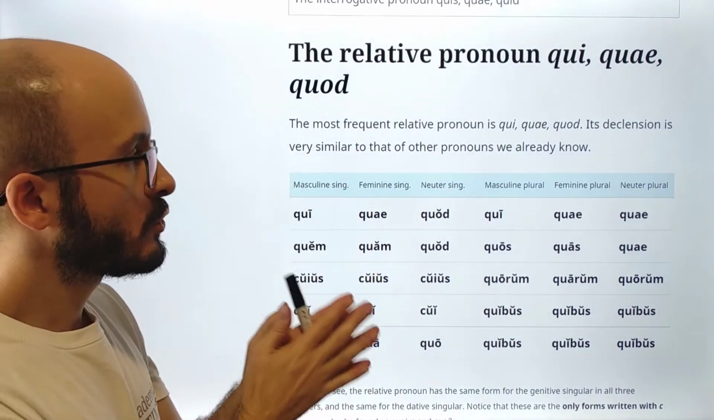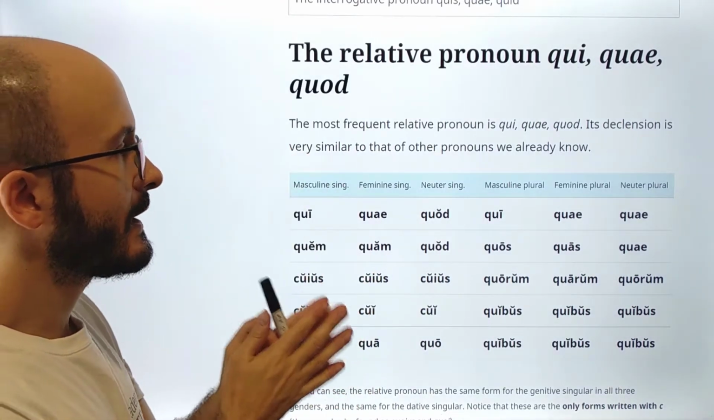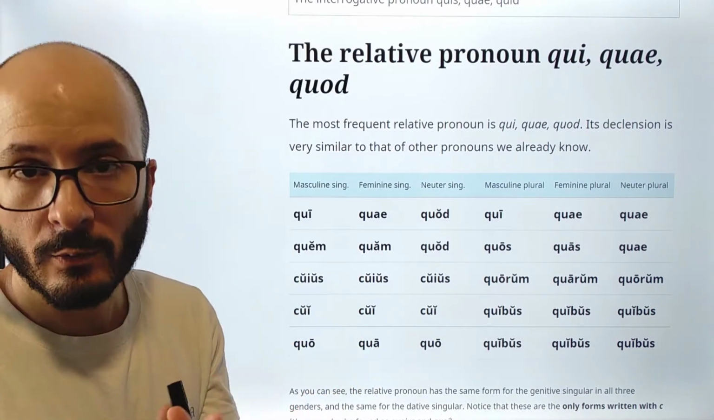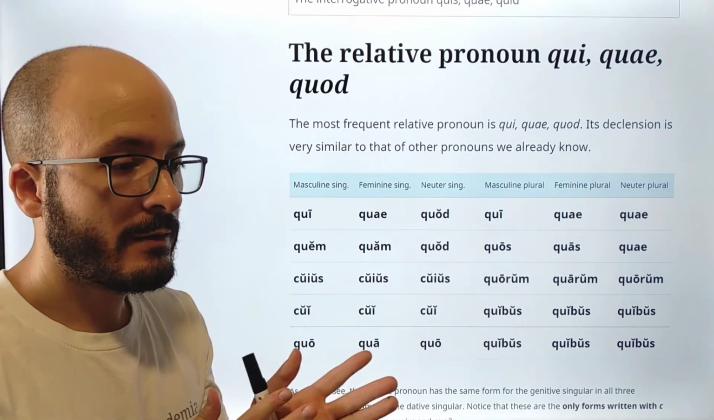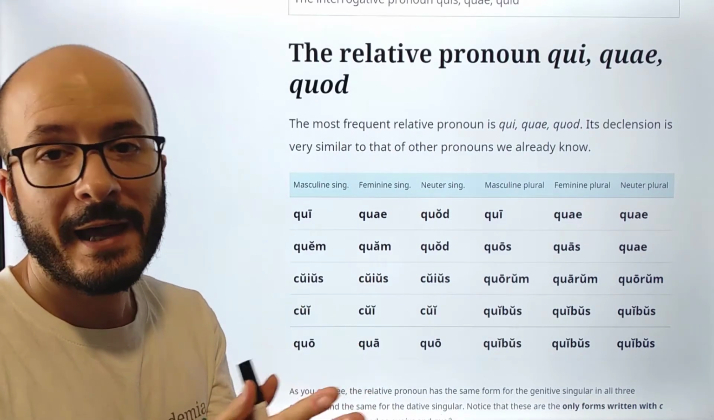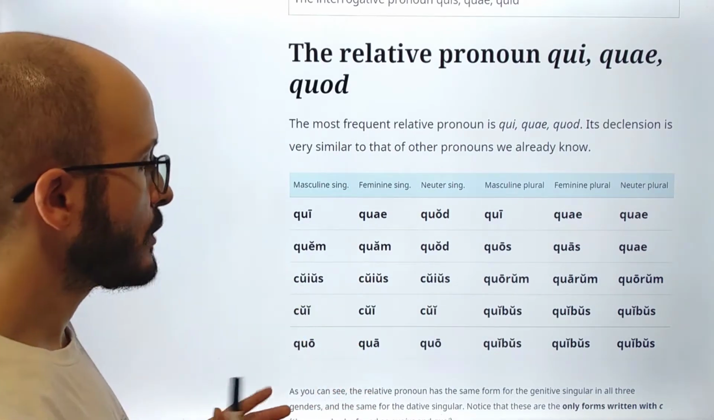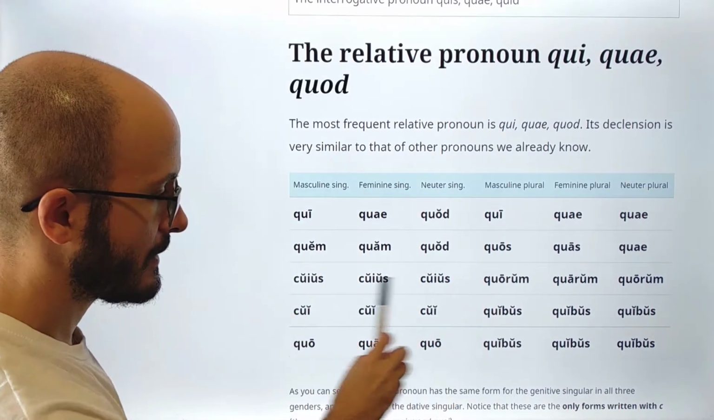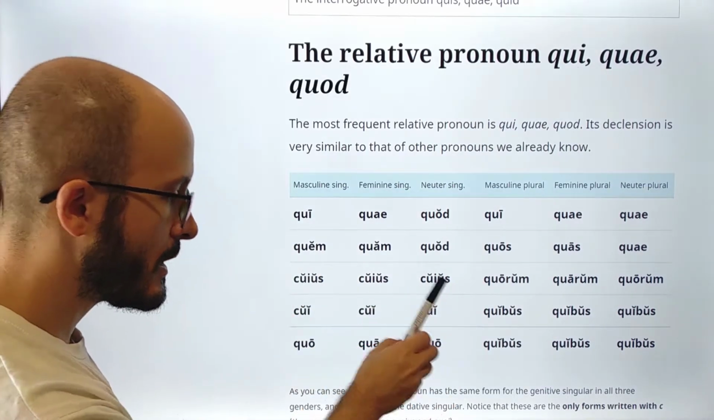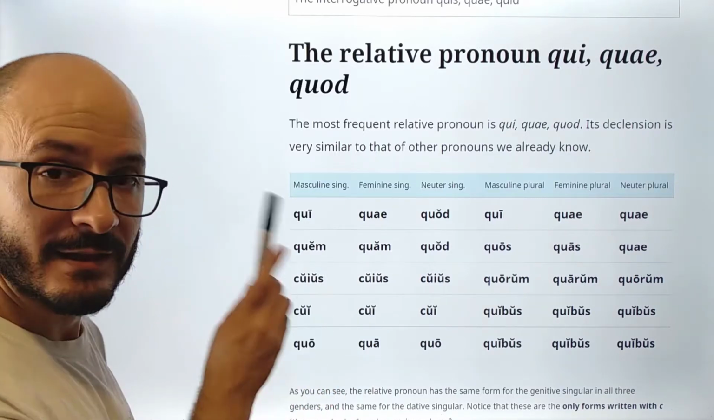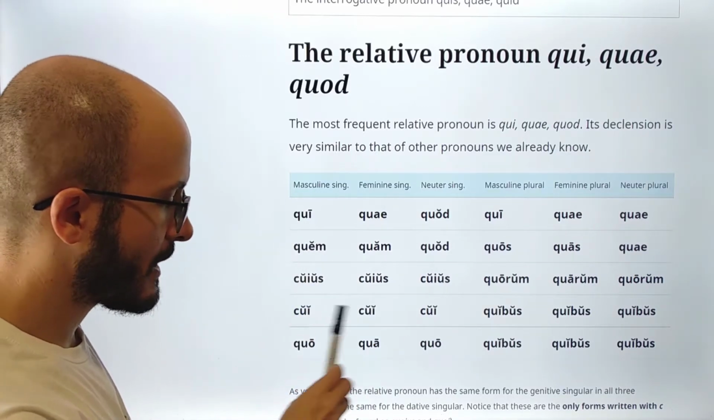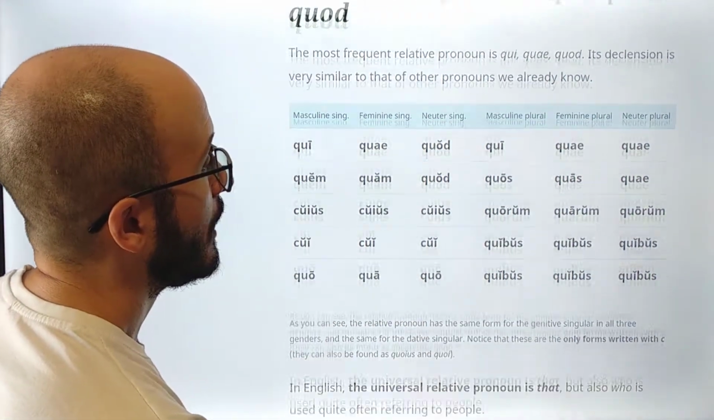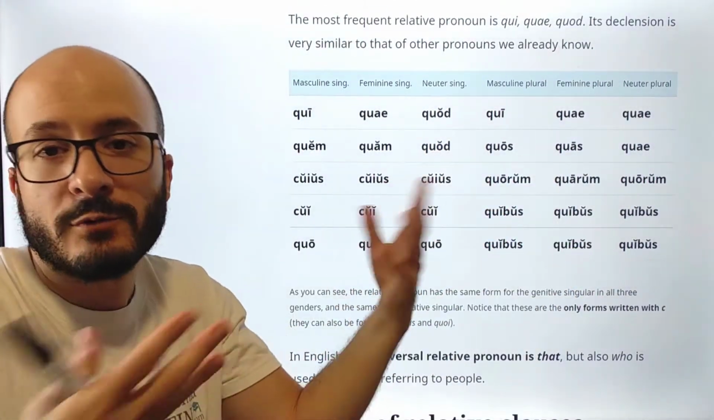So this is the most frequent relative pronoun. Its declension is very similar to that of the other pronouns we already know. If you remember, there are others, for example ille, iste, hic, which means pretty much that the genitive singular is always the same, ius, and then the dative singular is always the same, also i. Now, of course, table, so you have to study it.